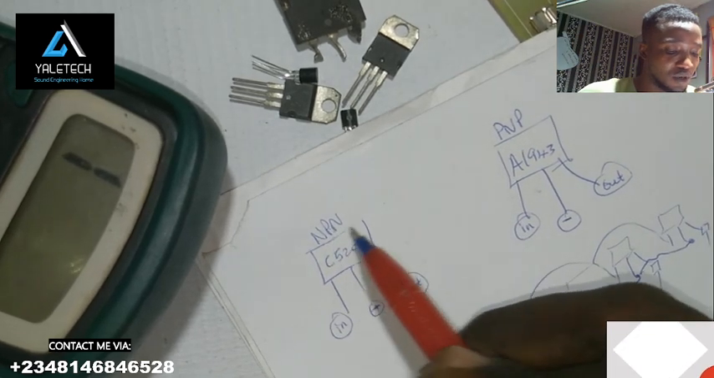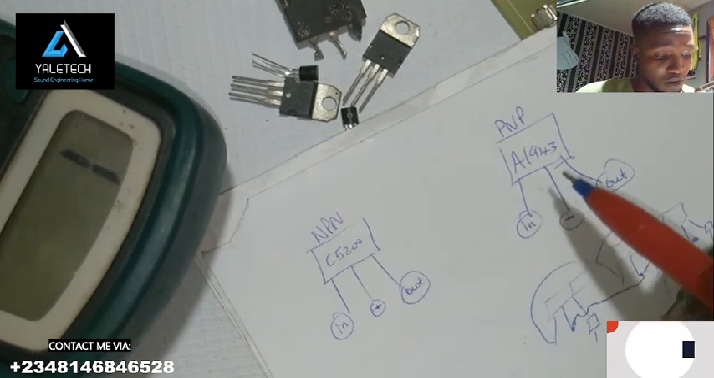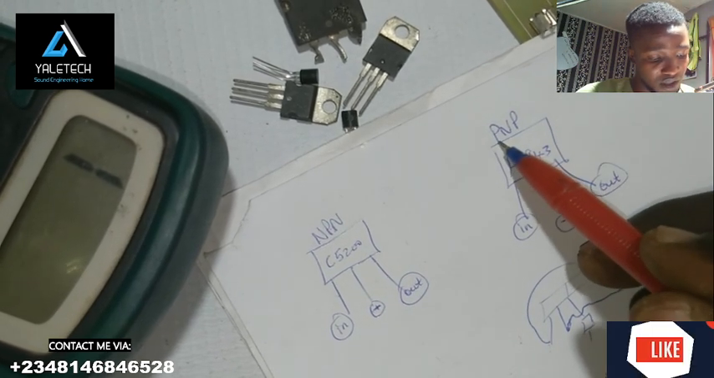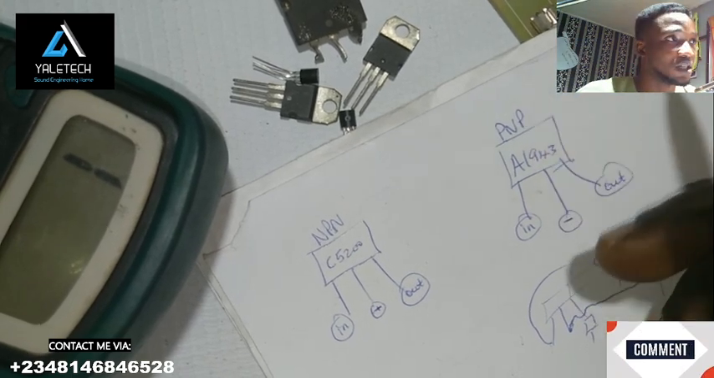So if I'm putting my positive probe here under normal condition, it should not read. You understand? But if you look at PNP now, this is positive, this is negative, this is positive. So the middle should be negative. Don't worry, we'll test it out and we'll see.